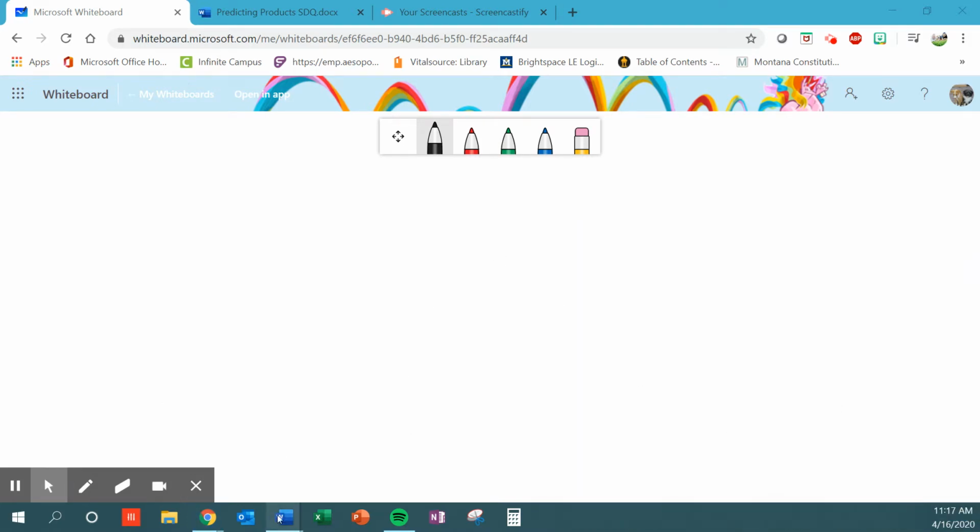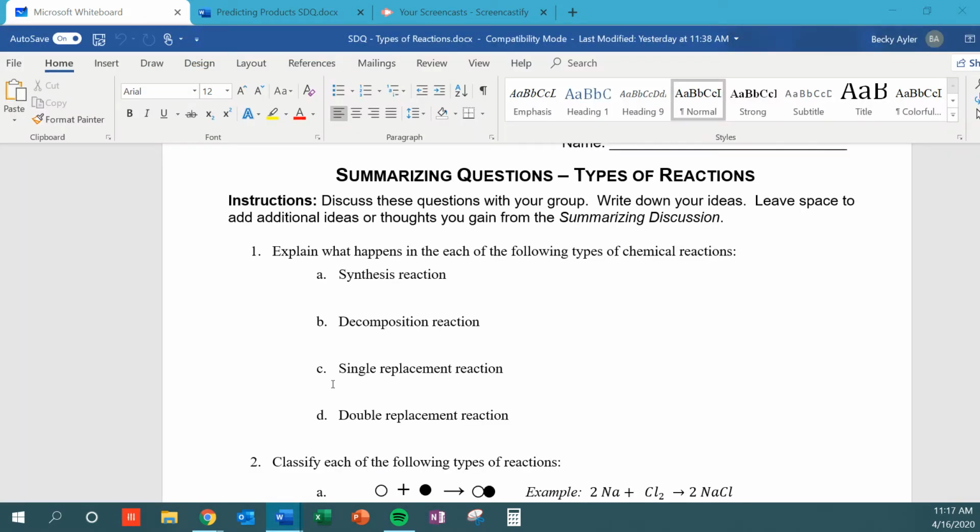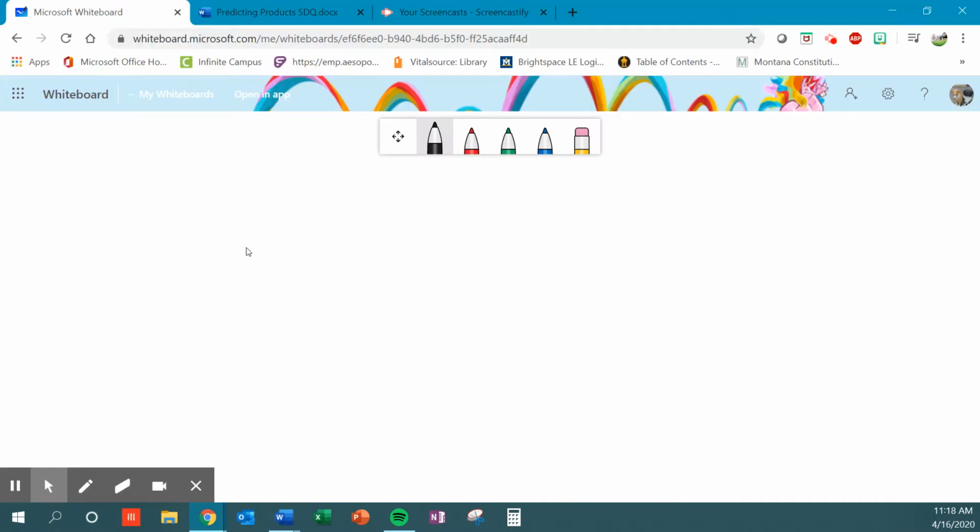So, if we were to look at some of the summarizing discussion questions that you would have had, had we been in class, this is an example of a question that we would have had. So, just to do a little bit of a review of the different types of reactions that we may see and be working with, I just wanted to go over that with you first. So, first of all, we have synthesis reactions.